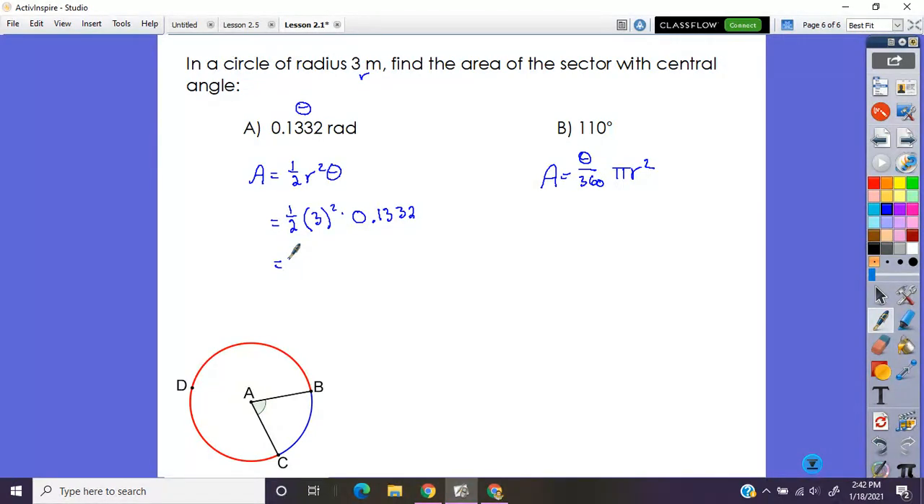For this first one, we'll just go ahead and do the full decimal. So it'll be 0.5994, and since it's an area, our label is units squared.